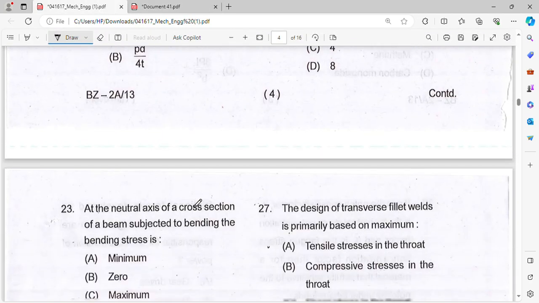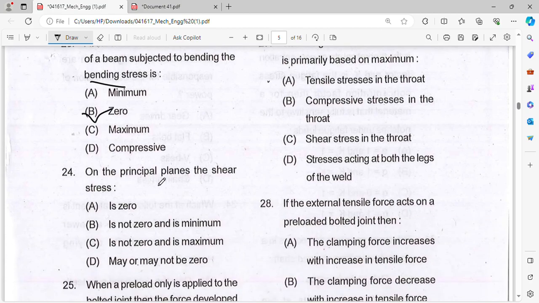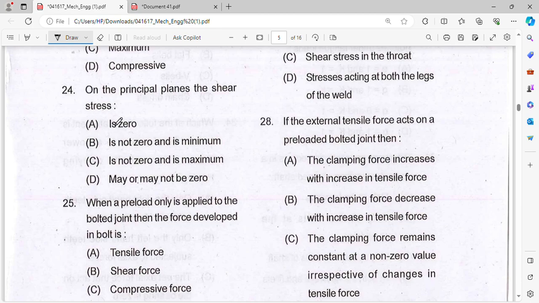In question number 23, at the neutral axis of the cross section of a beam subject to bending, the bending stress will be. At the neutral axis we know the bending stress is 0. So option B is the correct answer. Next, question number 24. On the principal plane the shear stress. We know on the principal plane shear stress is 0. So option A is the correct answer.